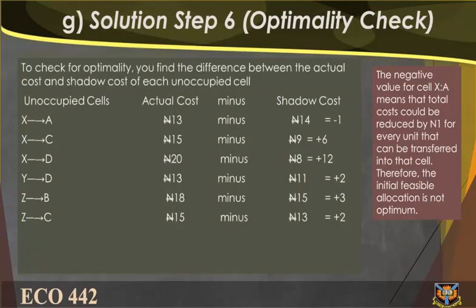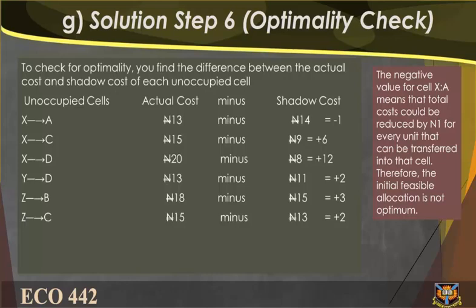G. Solution step 6. Optimality check. To check for optimality, you find the difference between the actual cost and shadow cost of each unoccupied cell.